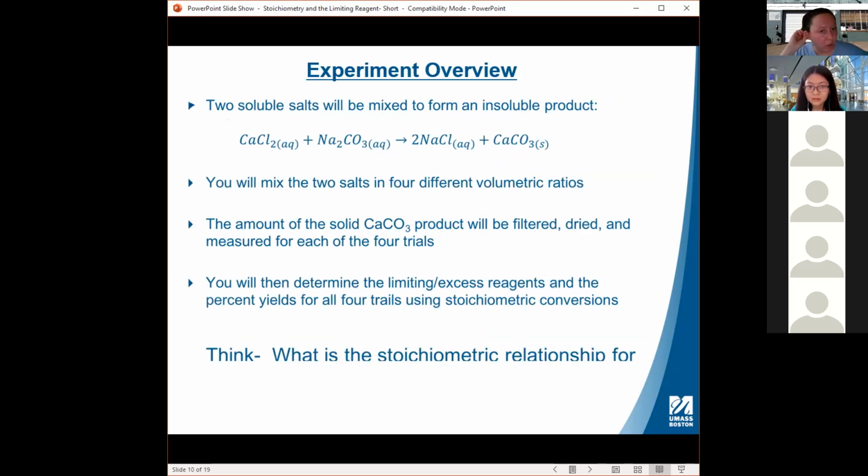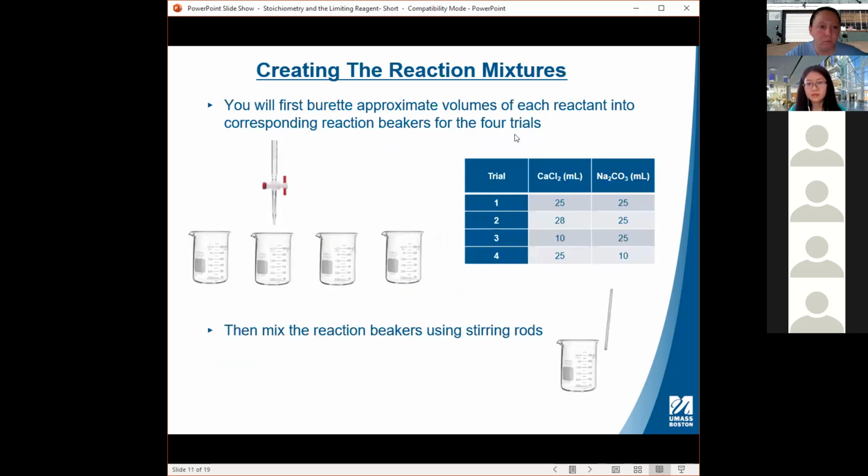Okay, one thing I want to point out before we move forward is that between calcium chloride, sodium carbonate, and calcium carbonate, it's all a 1-to-1 stoichiometric ratio. So in this reaction, we don't have to worry about the stoichiometric ratio of our reactants.